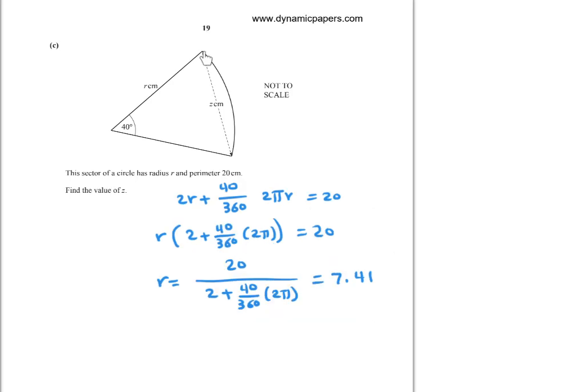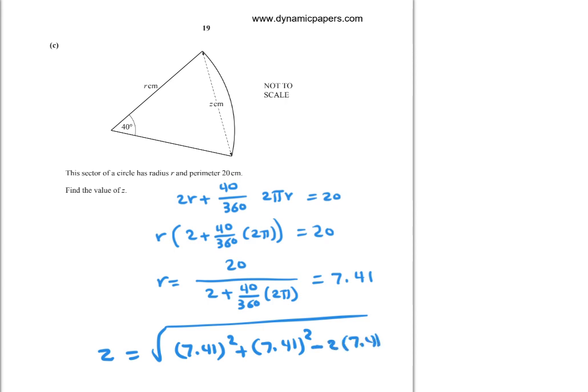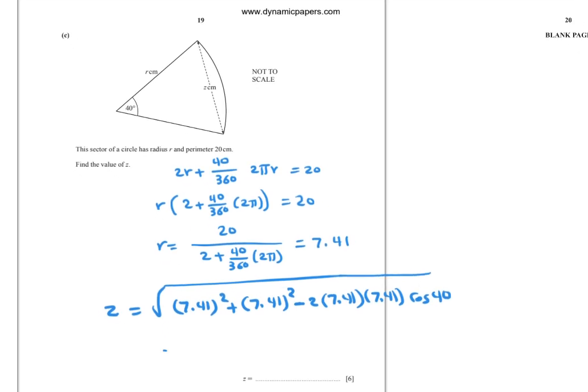Now you can find z using the cosine rule, because you have two sides and the included angle. So z equals the square root of 7.41 squared plus 7.41 squared minus 2 times 7.41 times 7.41 cosine 40, which equals 5.07 to 3 significant figures.